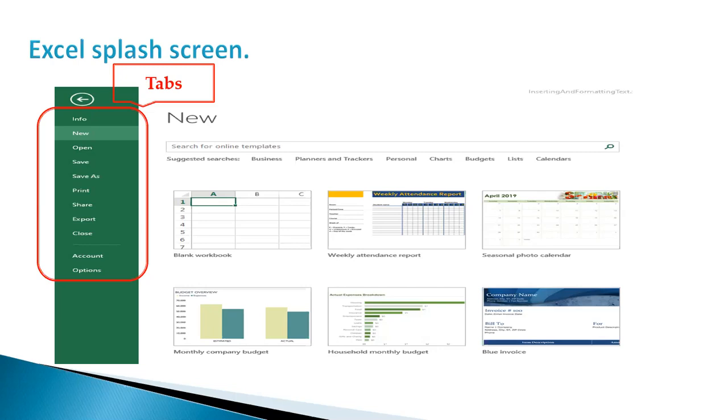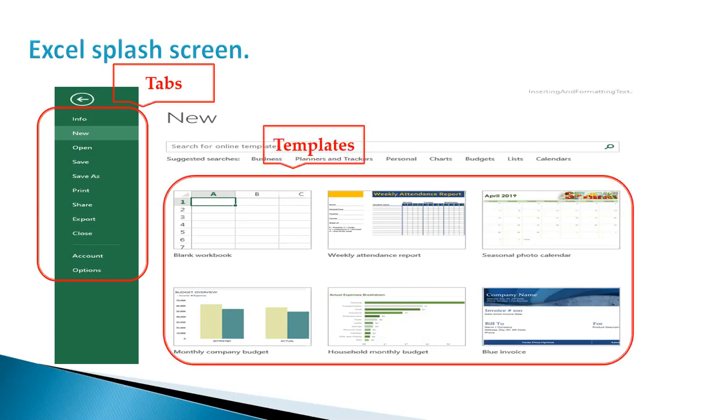Then the options tab allows you to set general options while also working with the Excel sheets. And we can actually see the templates at the new tab. The templates are a great way to increase your productivity, and they allow you to do a lot of things with your Excel, even if you have a basic understanding of spreadsheets.